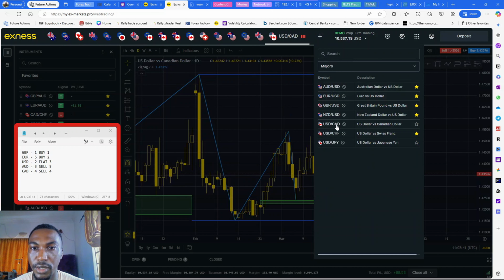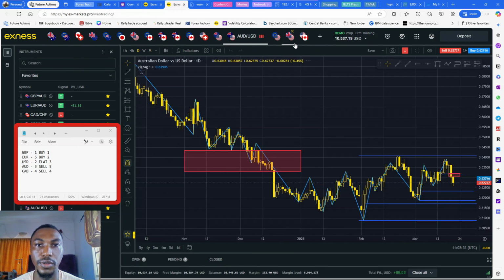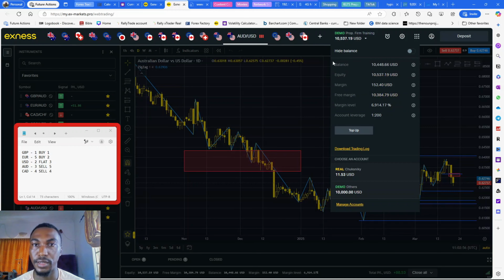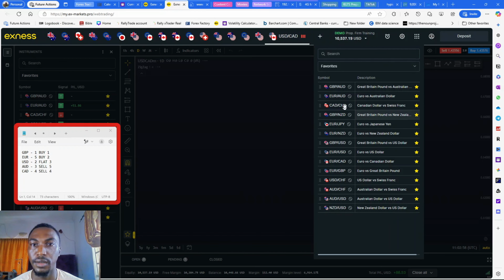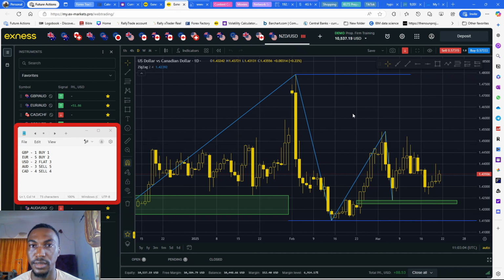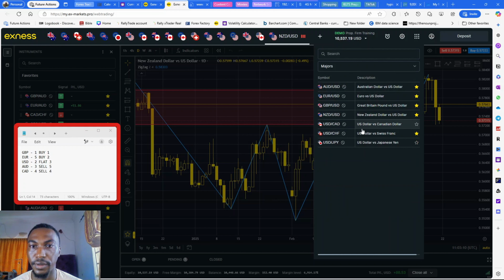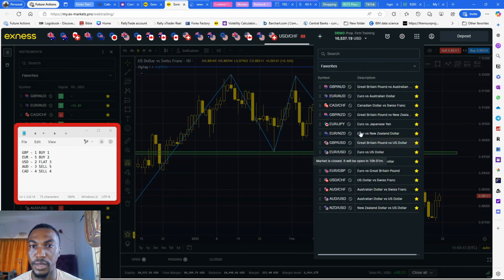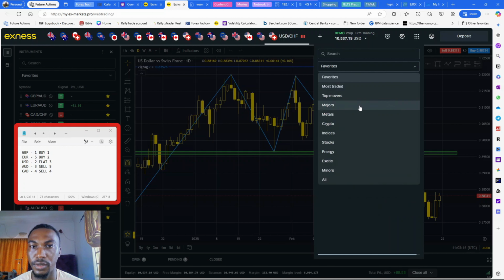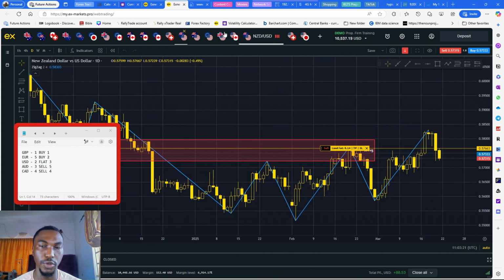Let's see majors, Swiss franc and Japanese yen. Okay, so we've analyzed 1, 2, how's this? New Zealand. 1, 2, 3, 4 currencies today. If we want to analyze the rest, which is, I didn't analyze New Zealand, I didn't analyze Swiss franc, and I didn't analyze USD JPY. So let's just do that quick analysis for these three.